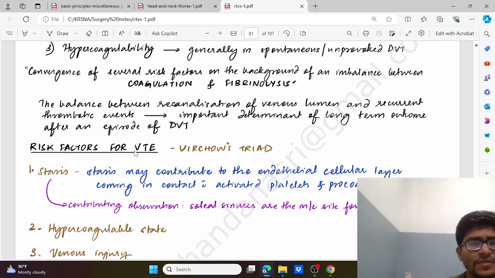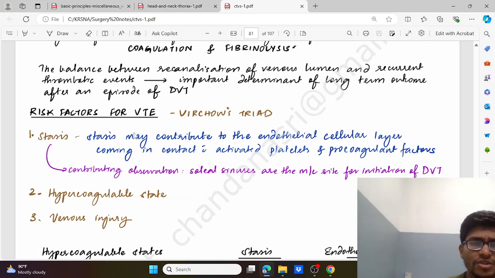So what are the risk factors for venous thromboembolism? Again it is Virchow's triad. Stasis contributes to the endothelial cell layer coming in contact with activated platelets and procoagulant factors. And a contributing observation is that the soleal sinuses are the most common site for initiation of DVT. So in the leg, the soleal muscle sinuses are the most common site for initiation of DVT.